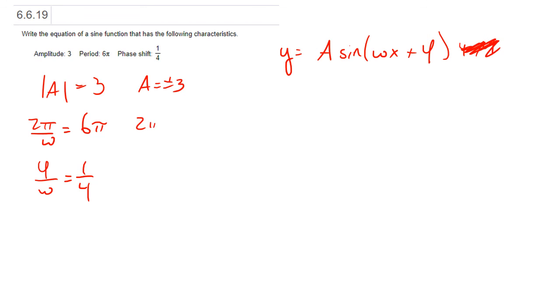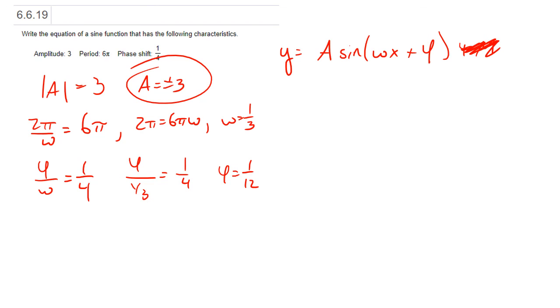Here I get 2 pi equals 6 pi times omega. If I divide both sides by 6 pi, I get omega equals 1/3. So phi over 1/3 must equal 1/4, which gives me phi is equal to 1/12 by multiplying both sides by 1/3. We don't really have any information to distinguish whether we want plus or minus 3 here, so both would be correct as far as I'm concerned. So y is equal to, let's just go with 3, times the sine of omega x plus phi.